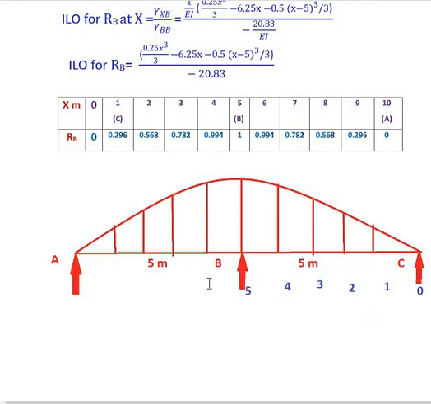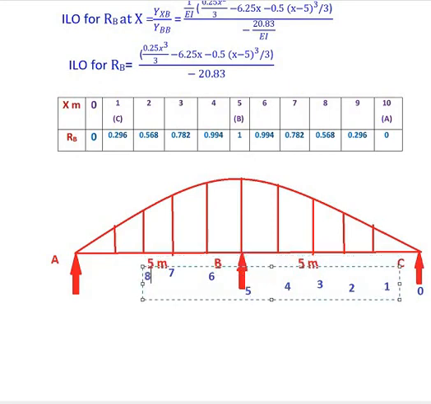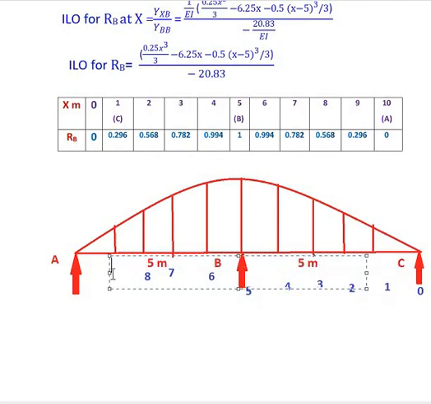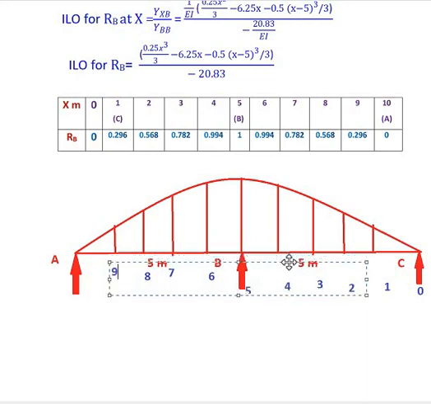At this point the value of x is 6. This point the value of x is 7. Next point the value of x is 8. This point the value of x is 9. And finally the value of x is 10 at the support A.